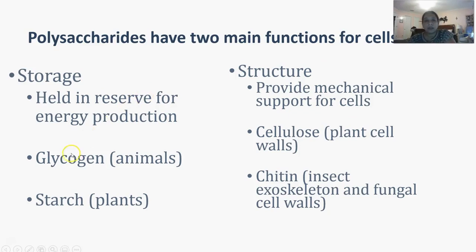Polysaccharides like disaccharides and beyond are held in reserve for energy production in the form of glycogen in animals and starch in plants. Structure is also provided through these polysaccharides because they create a kind of lattice or scaffolding or structural support. They provide mechanical support for cells. They are in the form of cellulose for the plant cell wall to create that rigid structure around the membrane to give it its strength, and then chitin in insects, which is that exoskeleton. Similarly in fungal cell walls as well.